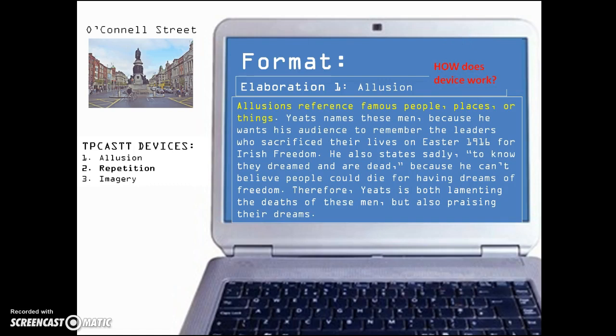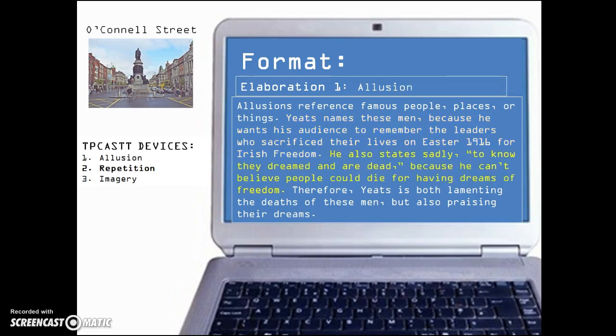So I explained that allusions reference famous people, places, or things. Then I explain why the author uses the device. Yeats uses the device to make us remember the leader's name. The how and why should remind you of your TP cast, because in your TP cast, you should have recorded the how and the why. Therefore, to find this information, you can just go back to your TP cast, and it should be there.